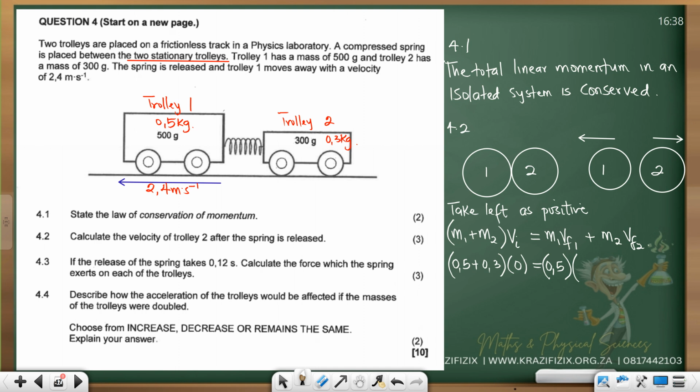So trolley 1 moves to the left. This one becomes 2.4. Plus M2. What is the mass? All right, do the honors for me. Please get me VF2. You need to state whether it's positive or negative. So quickly do the calculation for me. We are moving now.